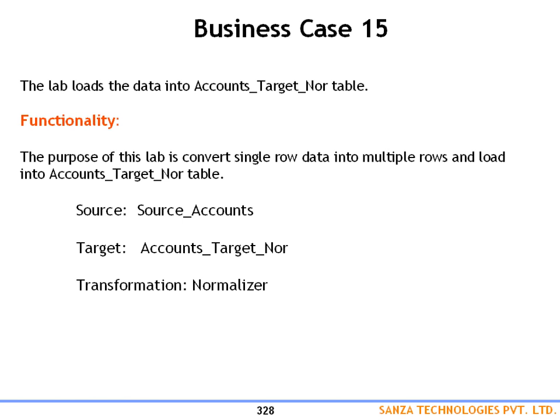Let's go to business case 15. The purpose of this lab is to convert single row data into multiple rows and load it into the accounts target NOR table. Your source is the source accounts table. You need to load data into accounts_target_NOR.